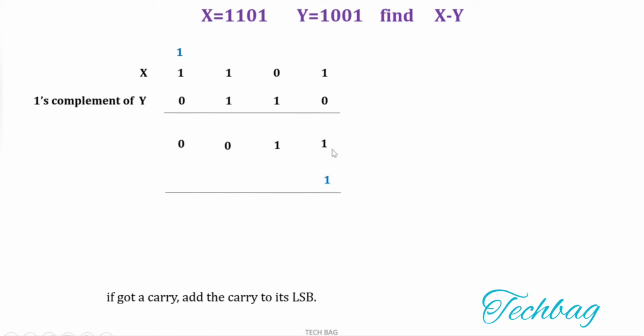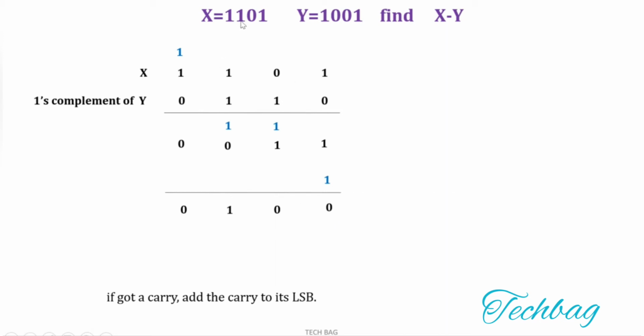Now 1 plus 1, sum 0, carry 1. 1 plus 1, sum 0, carry 1. 1 plus 0, you get 1, and here 0. So our answer is 0, 1, 0, 0. So X minus Y, the answer is 0, 1, 0, 0.